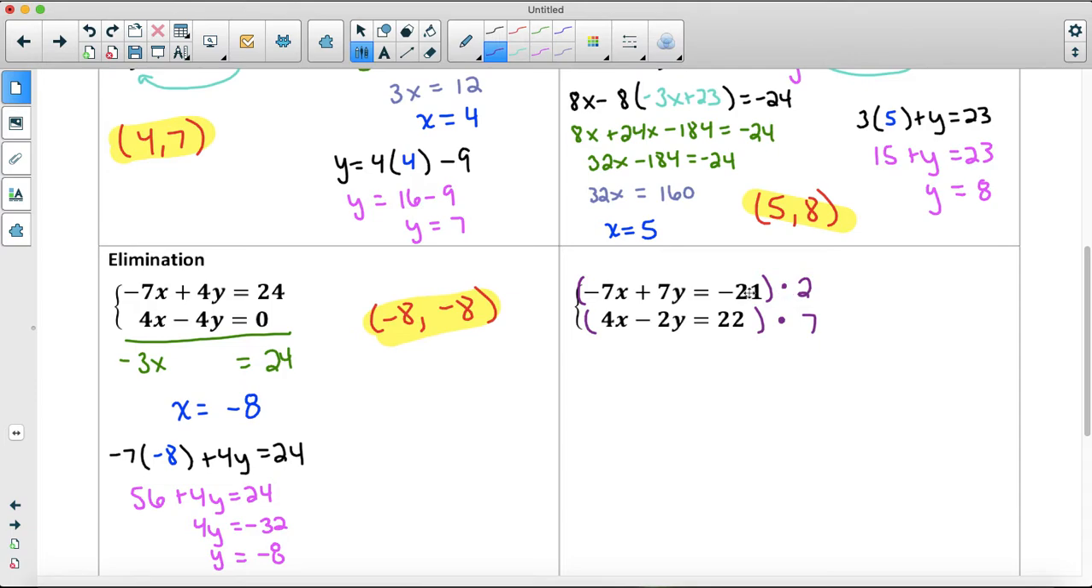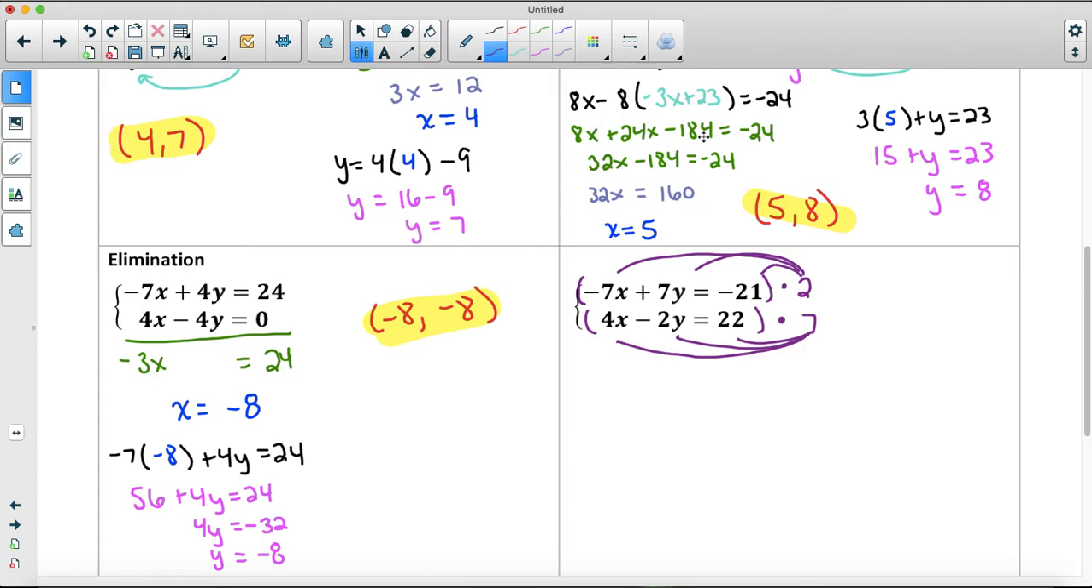Now I have to make sure that my signs will be opposites. I'll end up with a positive and a positive, so I have a positive on the top. Positive times negative is a negative, so I'll have a positive on the top and a negative on the bottom. Those will eliminate because they will combine to 0. We have to remember to multiply it to the entire equation because we are manipulating it, and manipulating means we're going to keep it the same value.